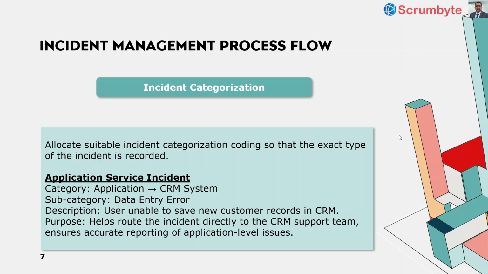So what happens because of this? This is an incident, you're not able to save something properly. Now we are able to categorize this properly, right? You're able to tell that this is something that needs the help of the CRM support team, somebody who's specialized in that. So we can very specifically go to the team and say, please help me. So it becomes faster to get something resolved. This is what is called incident categorization.